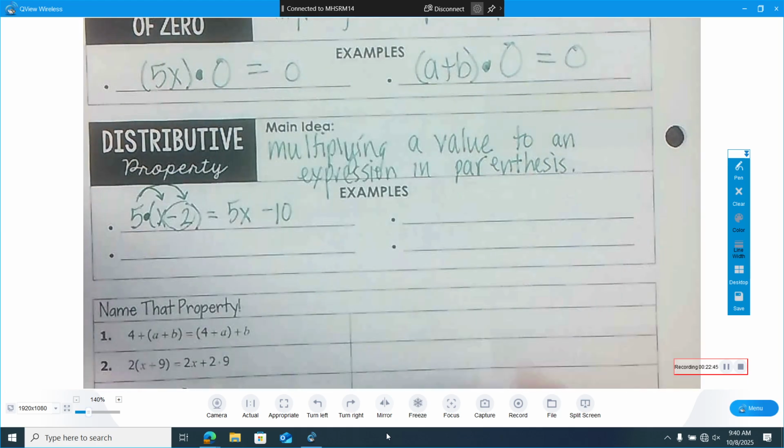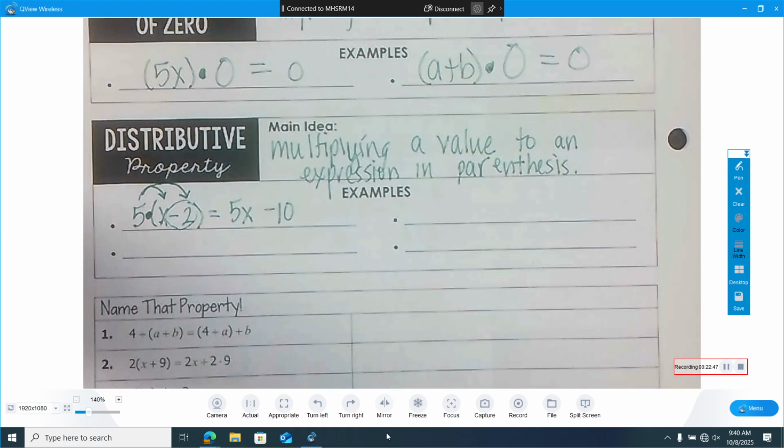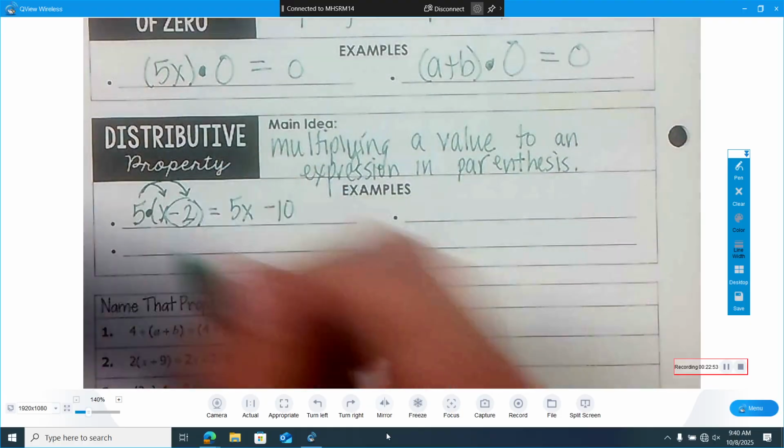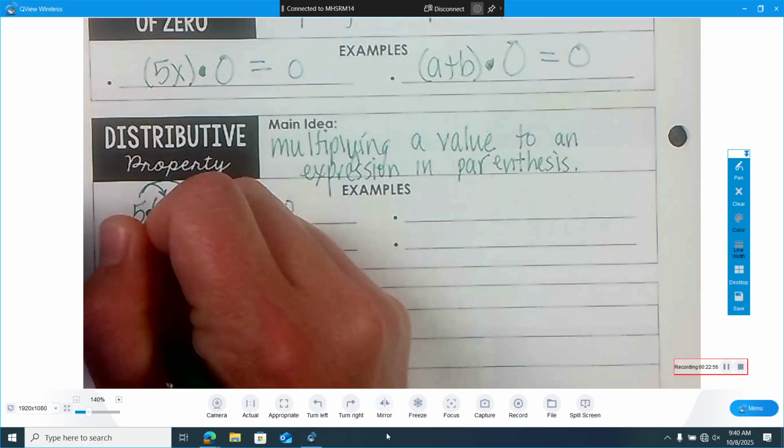Negative 10. And that's the distributive property. We're sort of sharing the 5 into the parentheses. Let's look at another. We're going to do a few of these.